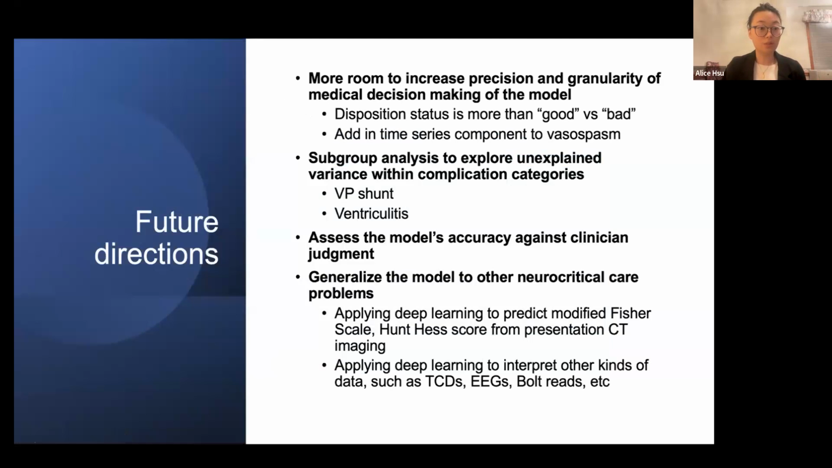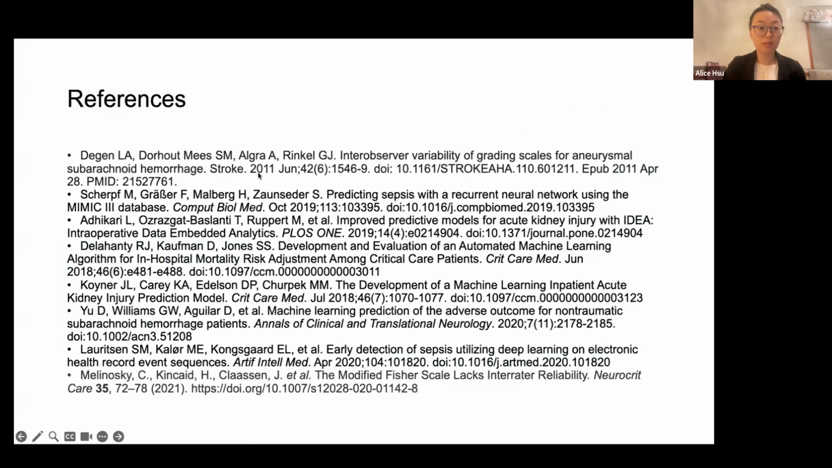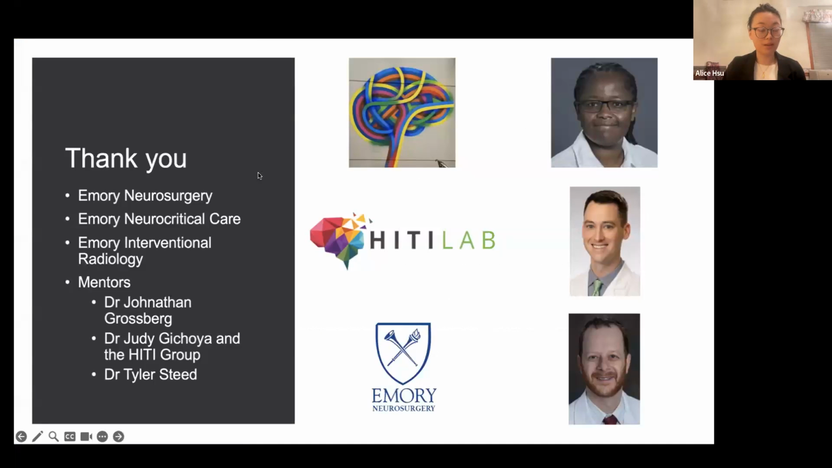We want to do some more subgroup analysis to explore some of the unexplained variance within our complication categories. We want to assess the model against clinician judgment to see if it holds up against seasoned surgeons in their decision-making, as well as generalize the model to other neurocritical care problems, a few of which I've listed here. These are my references, and I want to give a quick thank you to everybody who's helped me so far.